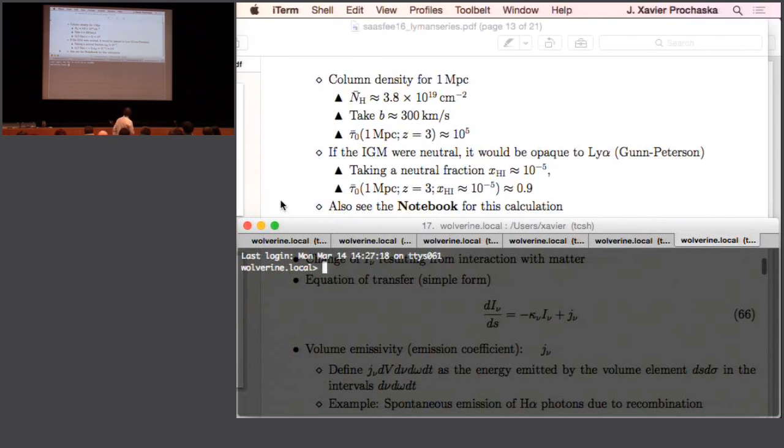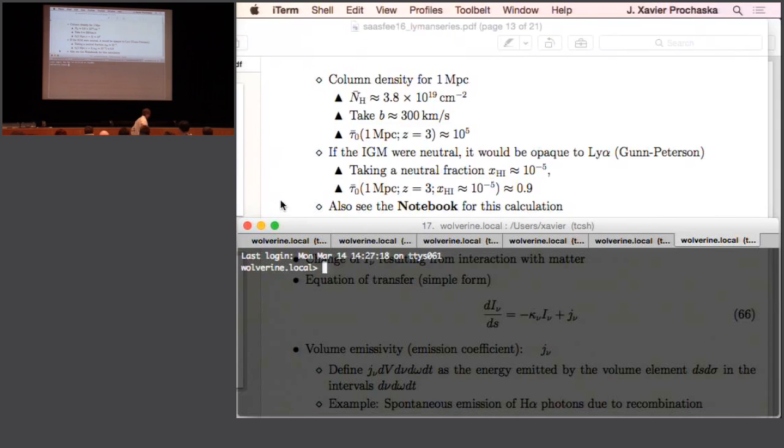You derive a few times 10 to the 19 particles per square centimeter, taking b of order several hundred kilometers per second. You get a central optical depth of about 10 to the 5. This is, again, the classic Gunn-Peterson argument. There's no way one would observe any transmission through the intergalactic medium if it were close to neutral at a redshift of 3. And so the fact that we do see transmission obviously means it's highly ionized.